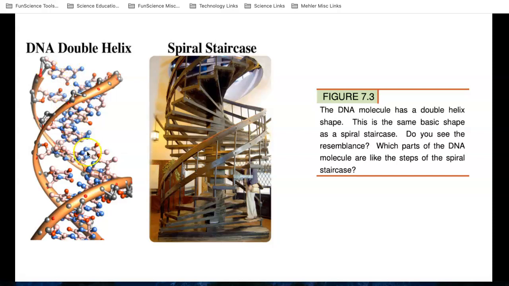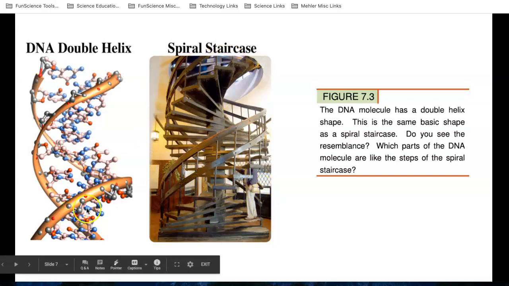They occur on the inside of the ladder. The DNA molecule has a double helix shape. So imagine a ladder that's made of flexible material, and you can spin it around so it becomes twisted. That's what the DNA double helix looks like. They're showing you a staircase here, and that's what the DNA helix molecule looks like.